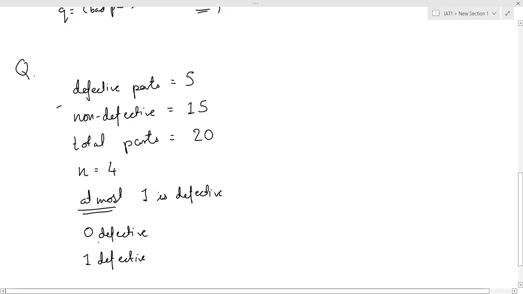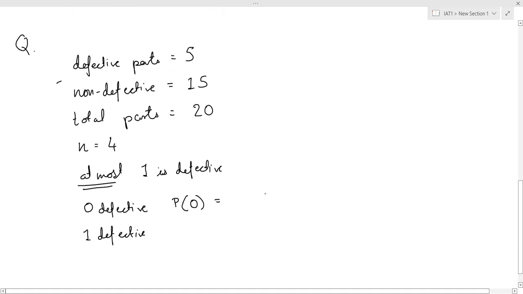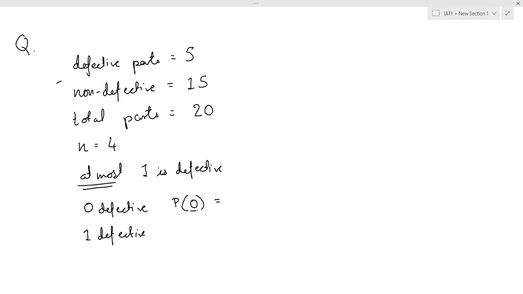Right? So how do we find out the probability of 0 defective parts? To find out the probability of 0 defective parts, we will have to use the binomial formula. What is the binomial formula? Binomial formula says if you want 0 defective parts. So in this case, we are interested in what? We are interested in defective parts. So what is going to be our success? Our success is going to be a defective part. Right? We are interested in defective parts now.